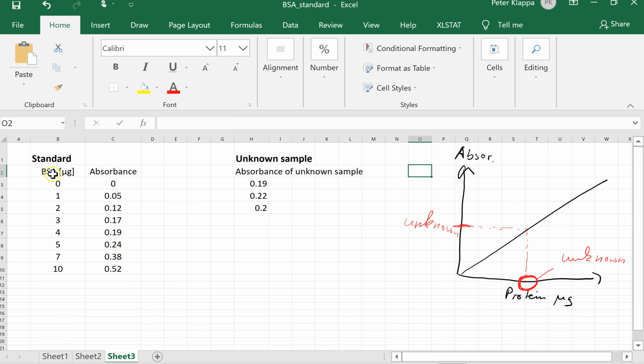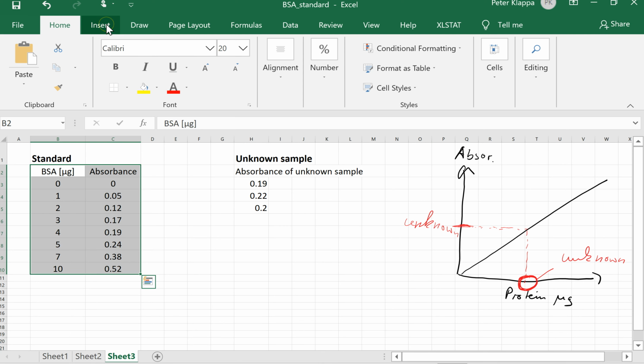So what I've got here is my standard with the known concentrations or known amounts of a test protein. So I've got anything from 0 to 10 microgram of bovine serum albumin. And in a Bradford assay, I measure the absorbance in a spectrophotometer. And what I can do now is just simply do what is known as a regression line.